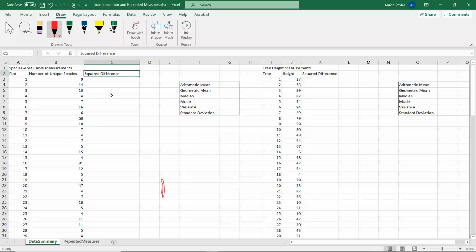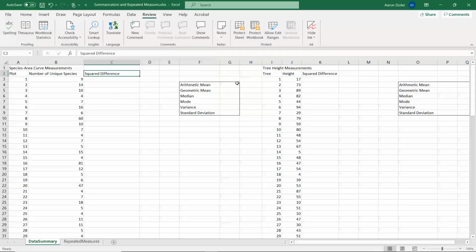Let's go ahead and calculate the arithmetic mean, and then we'll also calculate something known as the geometric mean, the median, the mode, the variance, and the standard deviation.